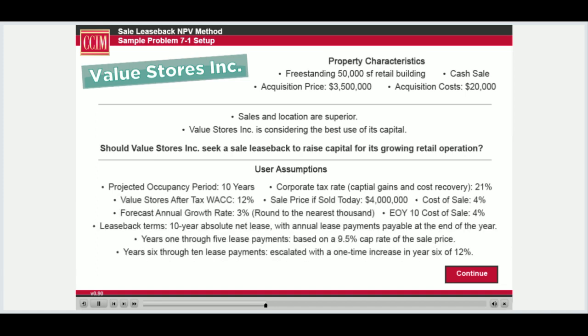VSI is trying to determine the best use of its capital. Should the company continue to own and leave the capital invested in the real estate, or should it perform a sale-leaseback and place the generated funds in its primary business? The company is looking at a 10-year occupancy period.